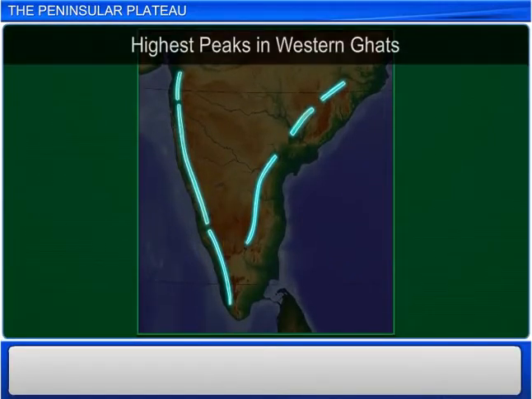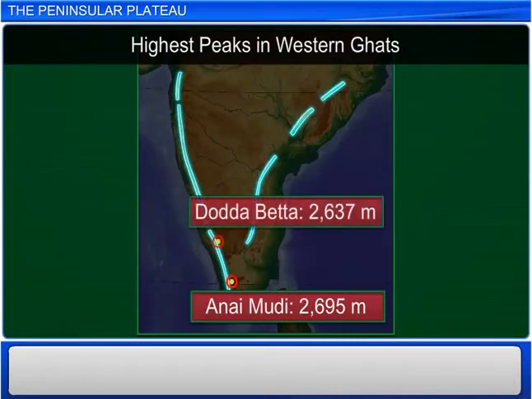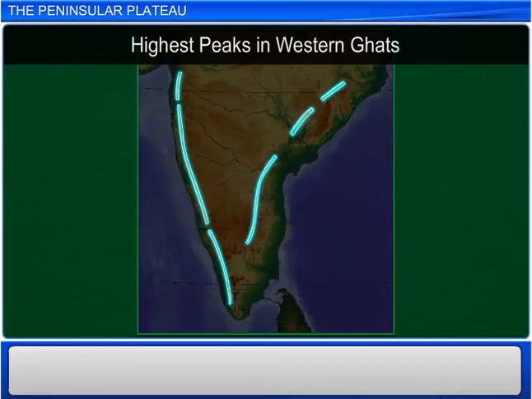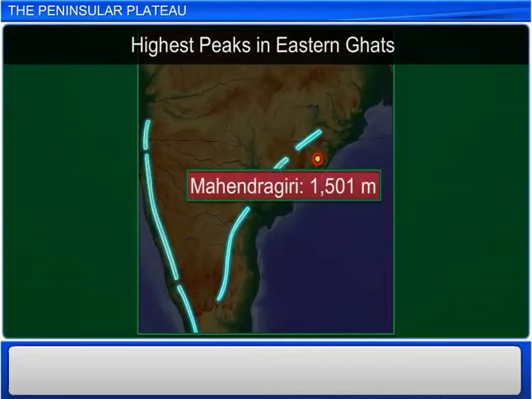The highest peaks include the Annaimudi Peak, which is 2,695 meters tall, and the Doddabeta Peak, which is 2,637 meters tall. Compared to this, the highest peak in the Eastern Ghats is the Mahendragiri Peak at 1,501 meters.